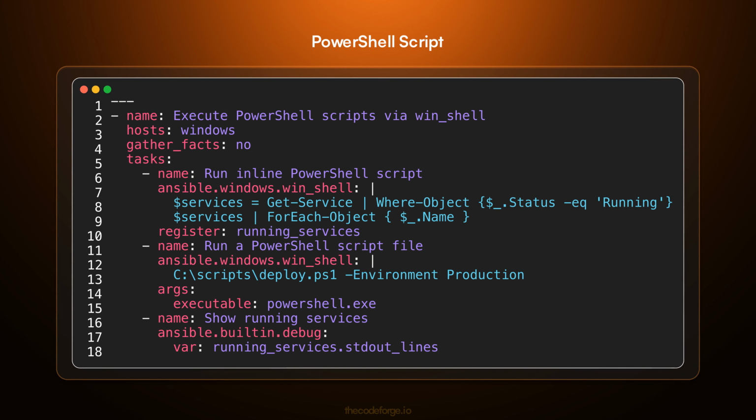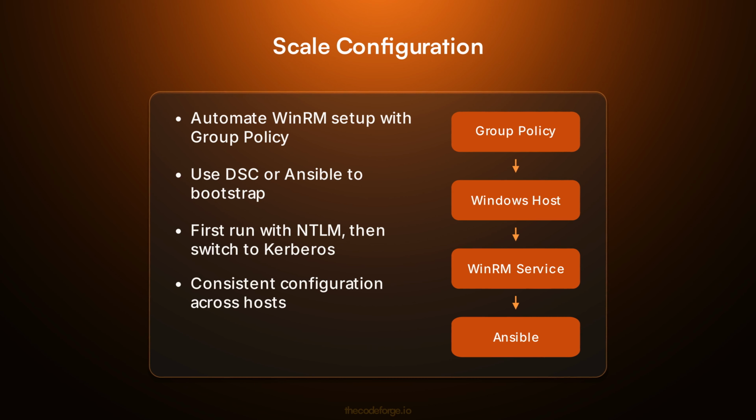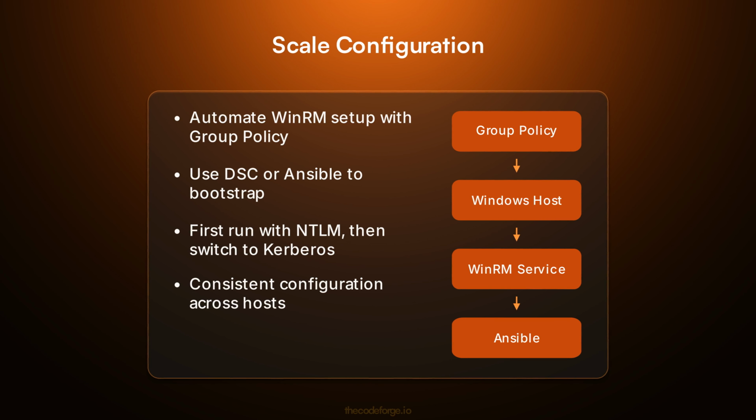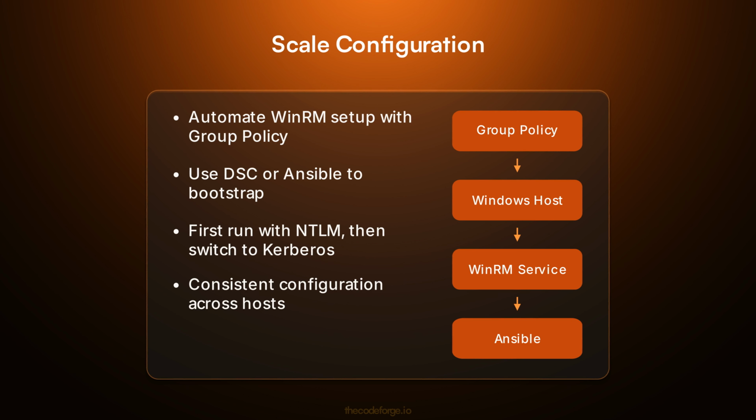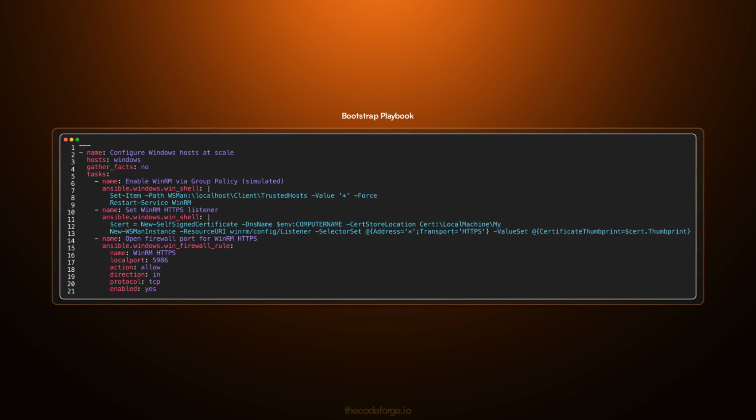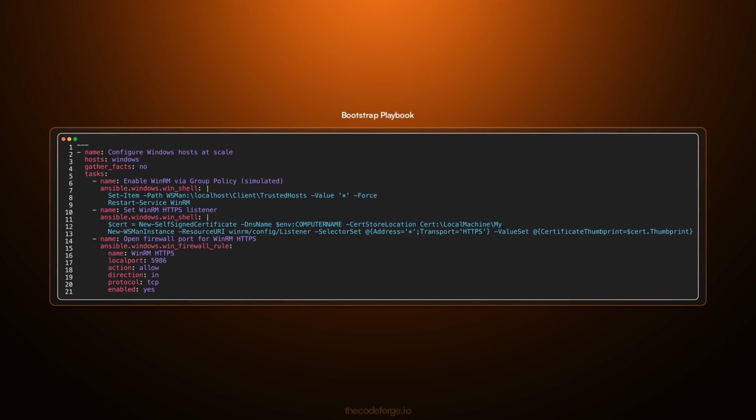Note the use of executable, PowerShell.exe. For large-scale deployment, automate WinRM configuration using group policy or DSC. You can also use Ansible to bootstrap itself. First run with NTLM over HTTP, then switch to Kerberos over HTTPS. This playbook configures WinRM on Windows hosts at scale. It sets trusted hosts, creates an HTTPS listener, and opens the firewall port.